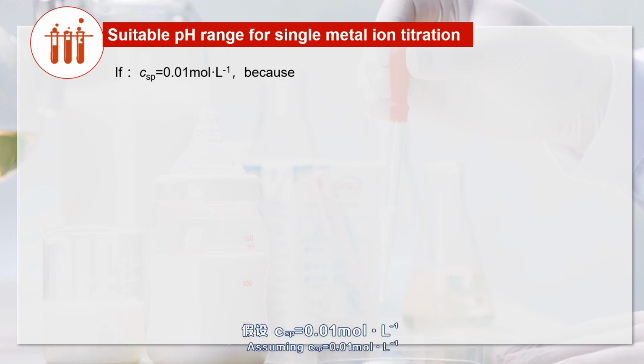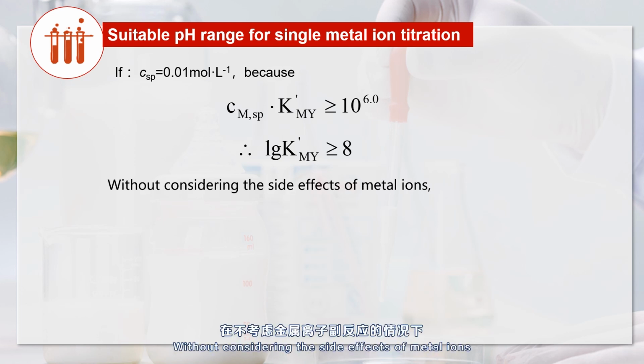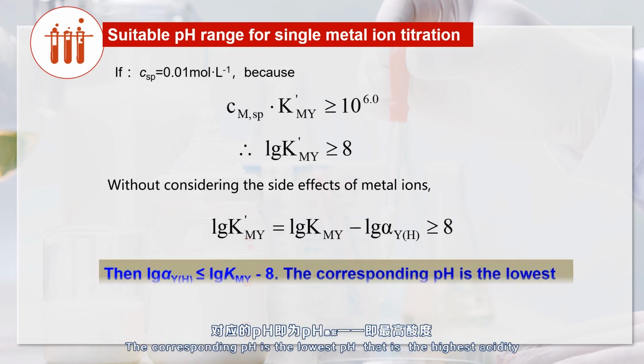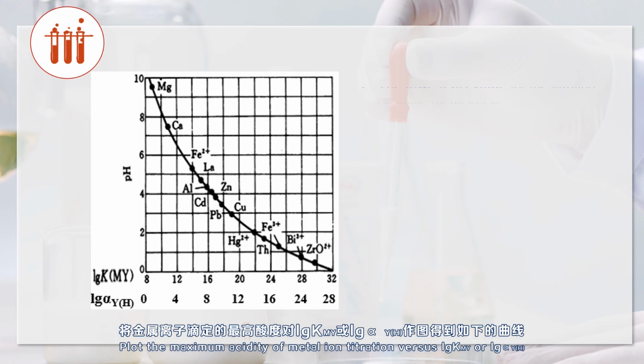Assuming CSP equals 0.01 mol per liter, according to the condition that, we can get log K'MY more than or equal to 8. Without considering the side effects of metal ions, if log K'MY equals log KMY minus log alpha YH, more than or equal to 8, then log alpha YH is less than log KMY minus 8. The corresponding pH is the lowest pH, that is, the highest acidity. Plot the maximum acidity of metal ion titration versus log KMY or log alpha YH.